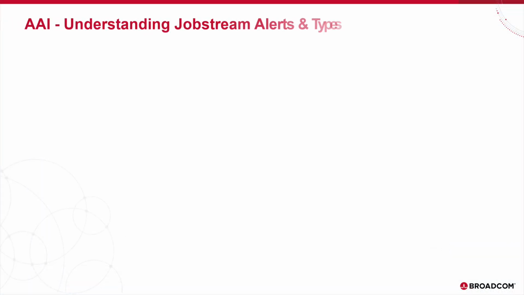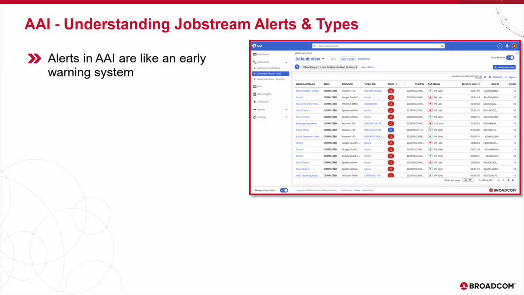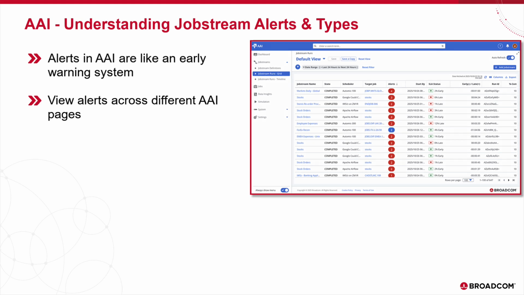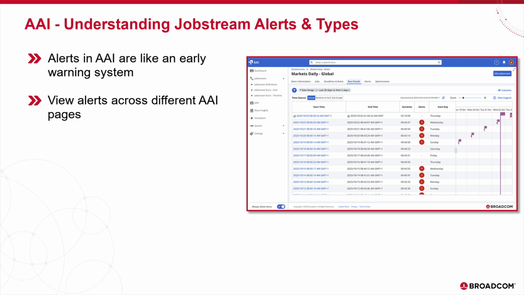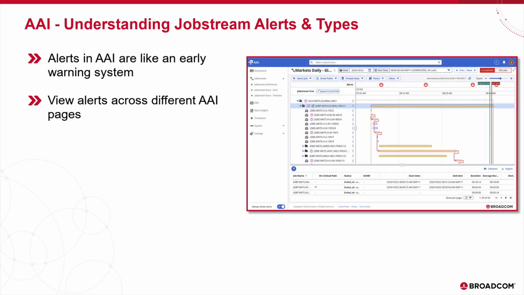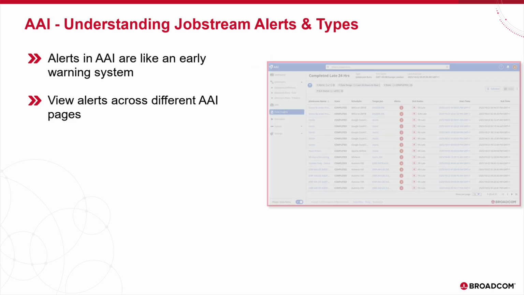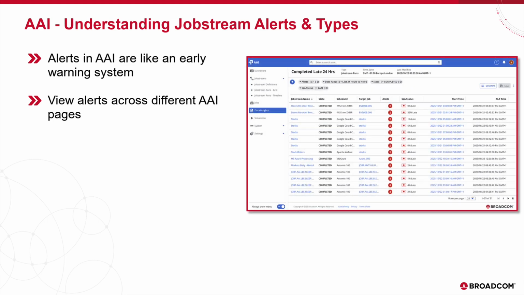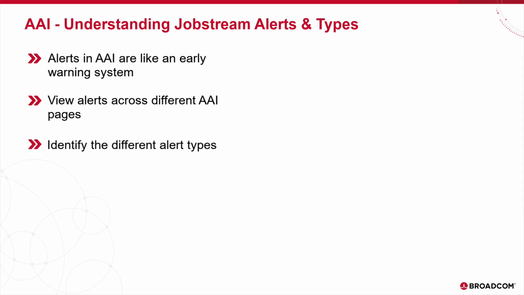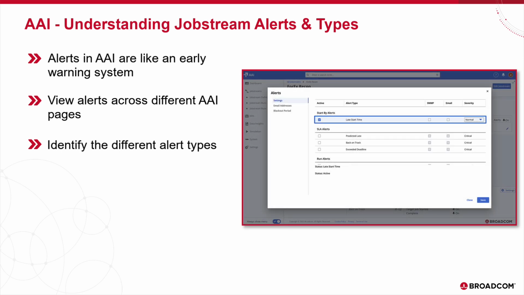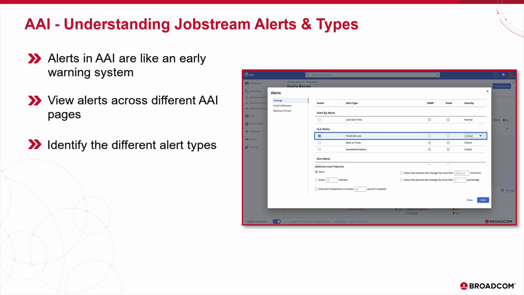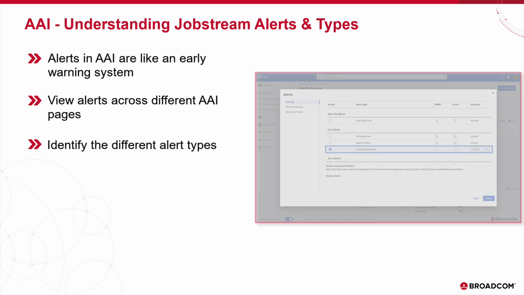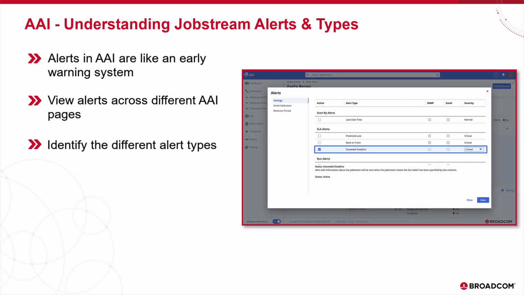From this video, we learned that alerts in AAI act as an early warning system for Jobstream performance. You can view alerts across multiple AAI pages, including the Jobstream Runs Grid view, on a Jobstream's Details page, on the Gantt view for any Jobstream run, and on Jobstream Runs Data Insights. We learned about the different types of alerts, such as late, predicted late, back on track, NPTF, and exceeded SLA.